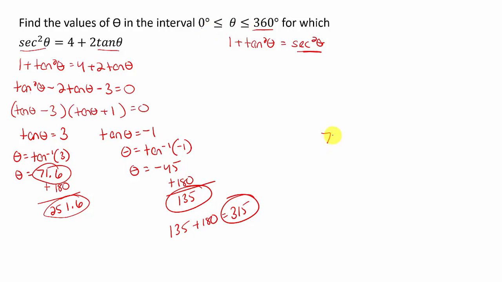So my answers for this problem are 71.6 degrees, 251.6 degrees, 135 degrees, and 315 degrees. So you need all 4 of those to get full points.